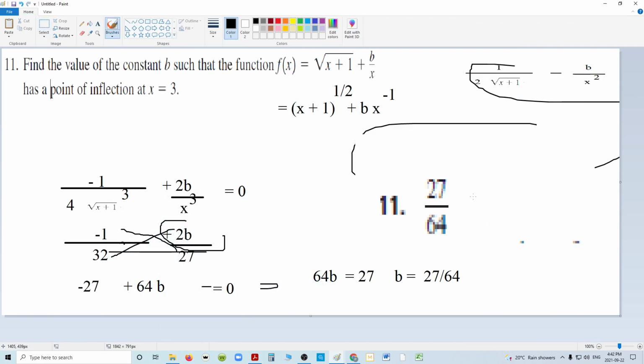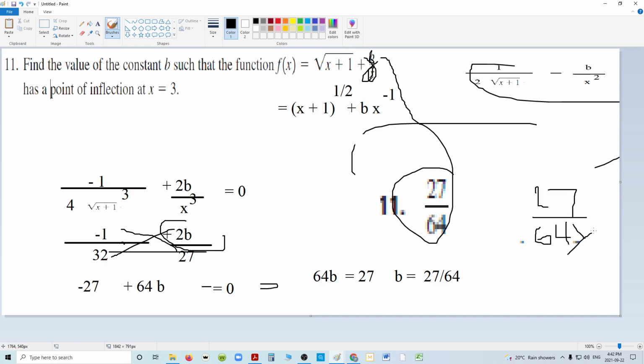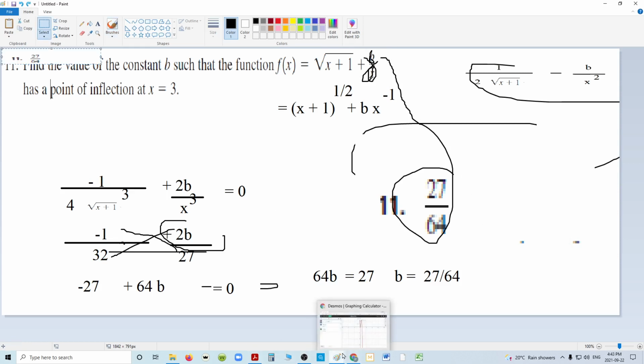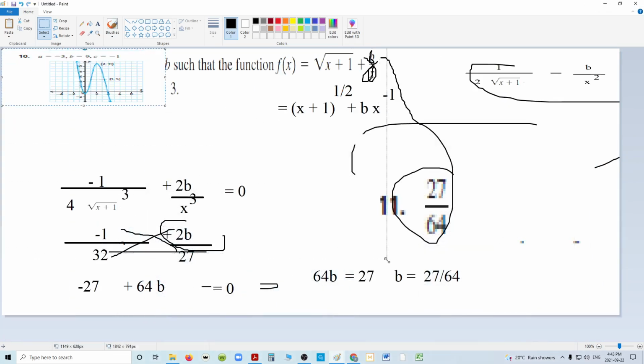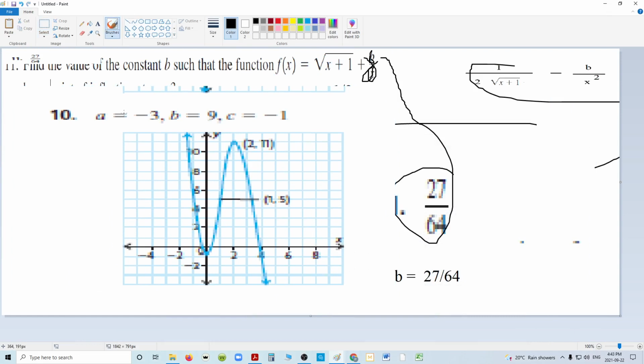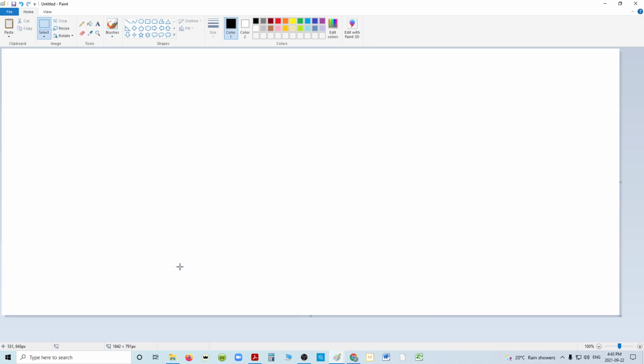Keep in mind that this represents b, just this top part, not x. So it'd be 27 over 64 over x, which would be the same as 27 over 64x if I was to replace this entire fraction. Okay, also please note that we got the question number 10 correct as well, right there. I just forgot to check it. A is indeed minus 3, B is 9, and C is minus 1, and there's the graph. But we didn't need to do that because of Desmos.